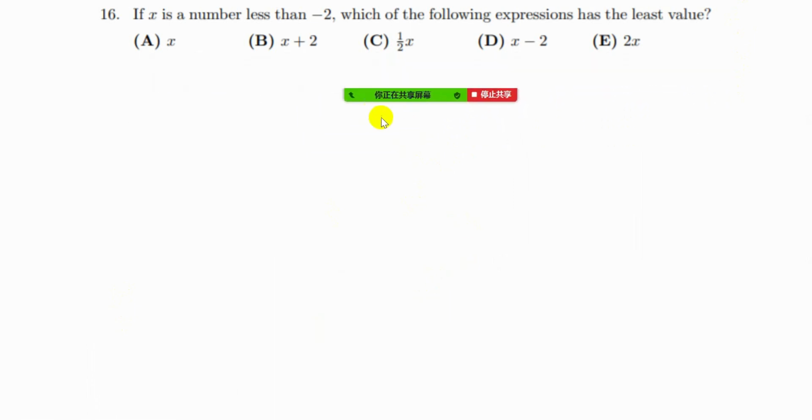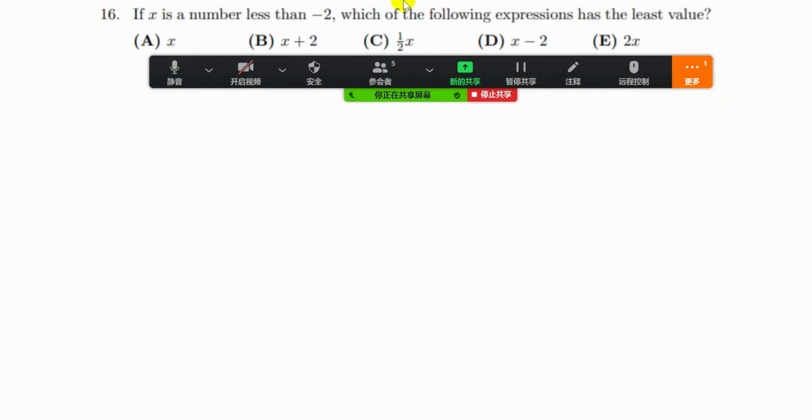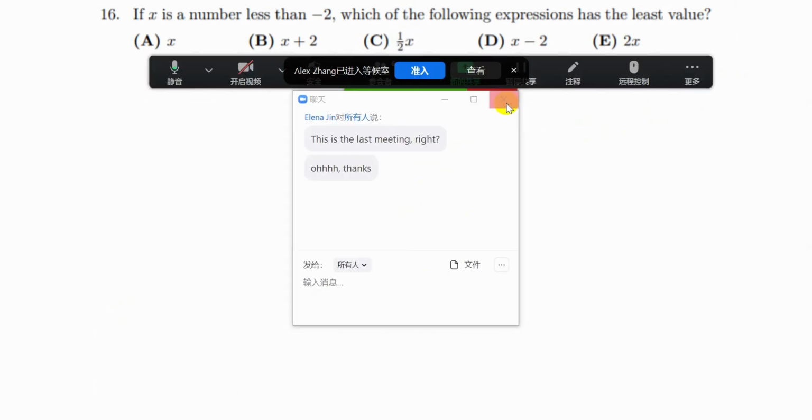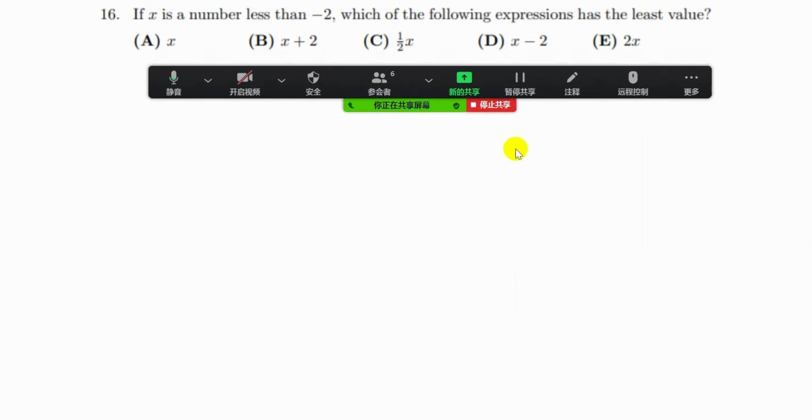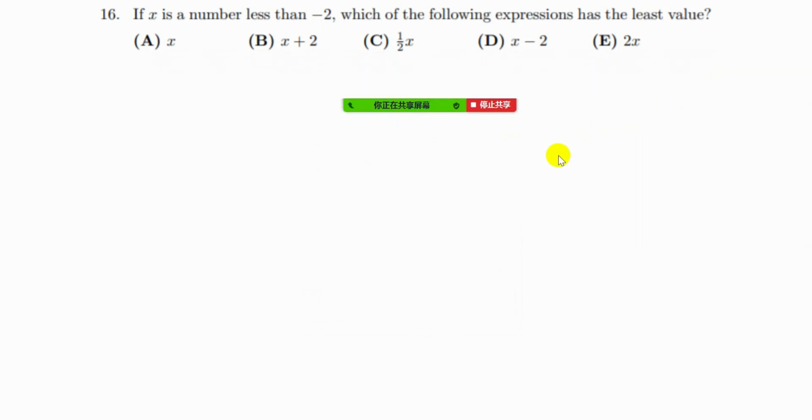So for number 16, we can see that all of the options we can express as functions. So f(x) equals something. Like for A, we could do f(x) equals x, where x is less than -2, and f(x) is also y. So A is y equals x, B would be y equals x plus 2, and so on. And then we would be able to graph out the functions and put them in a chart, which would look something like this.